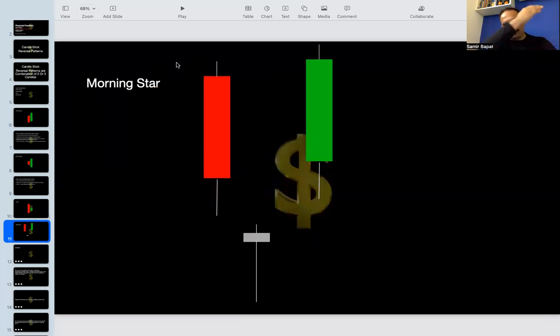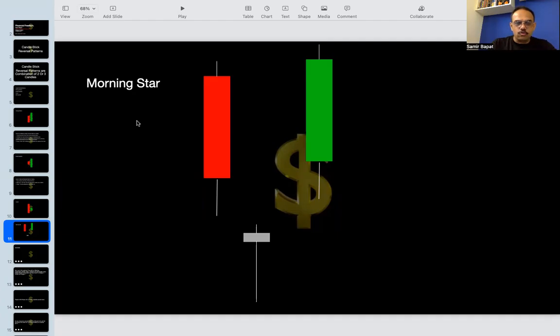Last but not least is the morning star. In the morning star, the price is coming down. We have a candle, then we have a doji with a long lower wick. The long lower wick is important, and then subsequently there is a green candle going up. So this is a three-candle formation. Okay, so we are going to study only these four candles.